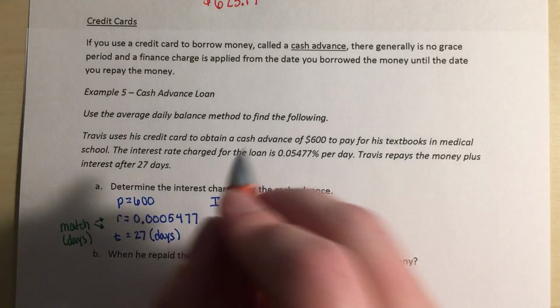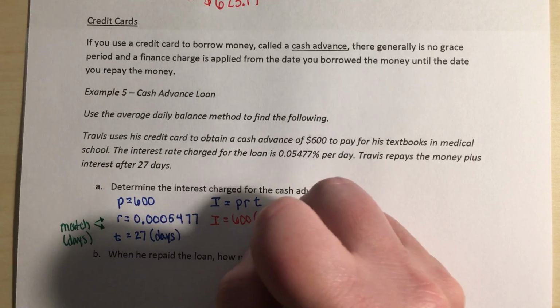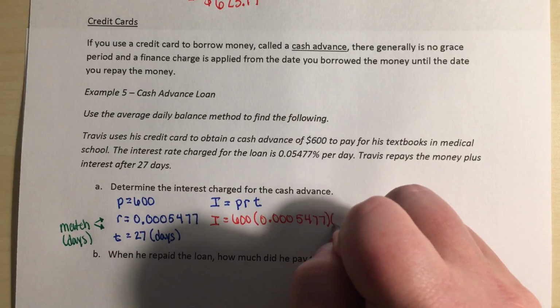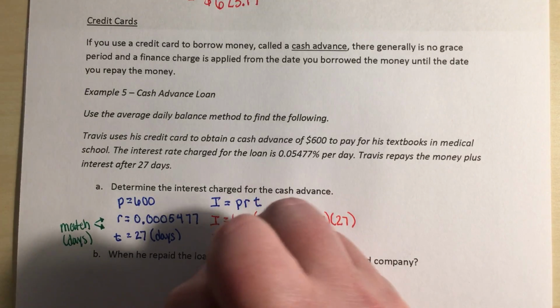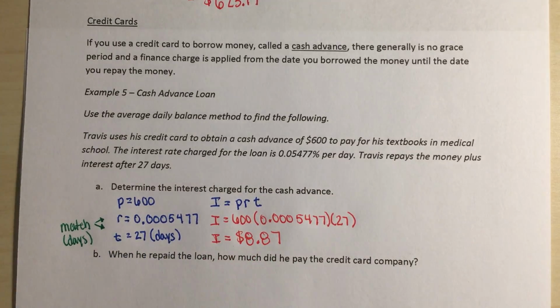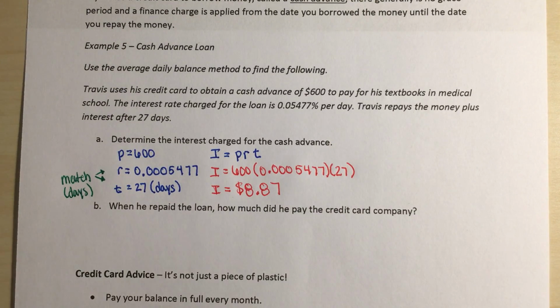All right, so now we're going to plug these numbers into our formula. 600 times this big decimal that we have here, 0.000547 times 27, and we get an interest of $8.87. Right, so not a ton of money, but it is generally a more expensive way. In this particular case, I should say it's not a ton of money. But generally speaking, this is a more expensive way of borrowing money. Instead of paying back $8 over the course of a few months or a year, it's paying back the $8.87 after less than a month.